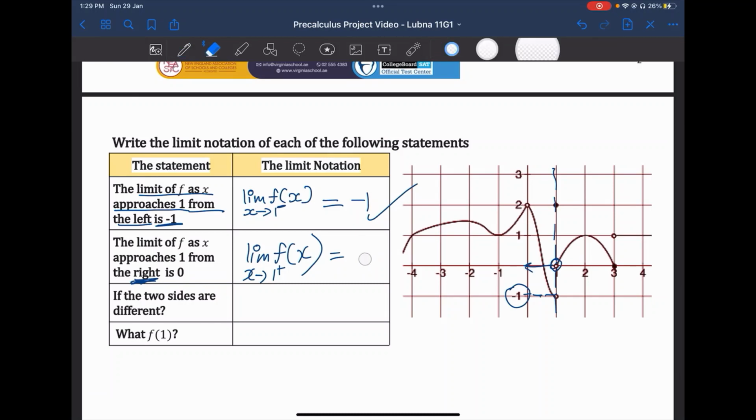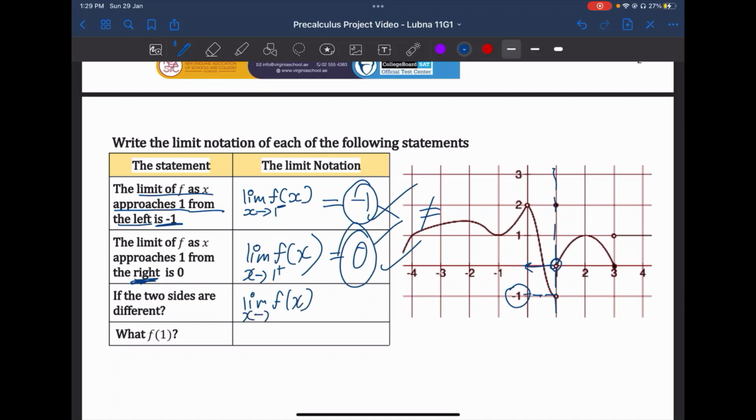So the statement is correct. If the two sides are different, meaning that if the numbers for both of the equations are different to each other, which they are because -1 is not equal to 0, then the limit of f as x approaches 1, we don't write plus or minus because we are talking about both sides, the left and the right, does not exist because from the left and right side there are different values.